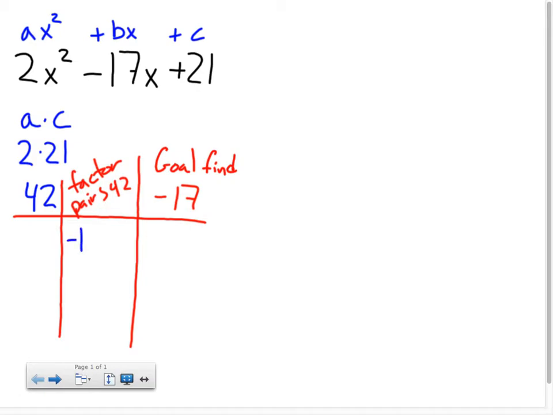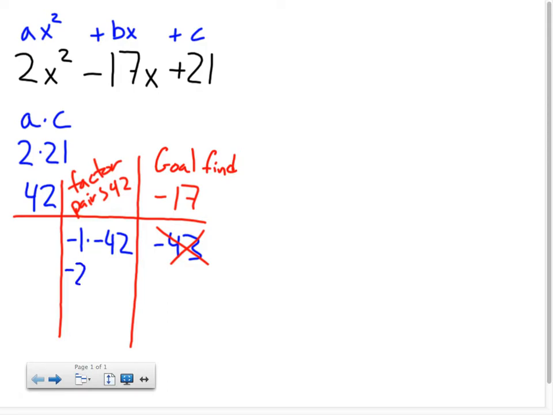So I'm just going to start from scratch here. I'm going to take negative 1 times negative 42. It works because negative 1 times negative 42 is a positive 42. When I add them, I get negative 43. Well, that just doesn't work. It's not negative 17, because remember, that's our goal. I'm going to cross that one out, and keep going down the list. Eventually, you guys will use your own intuition, but for now, we're going to be very methodical and go through all of them, or until we find what we want.